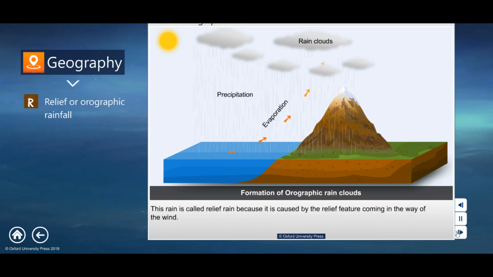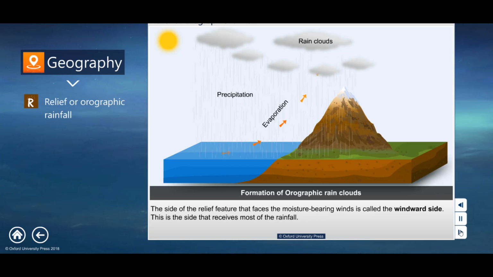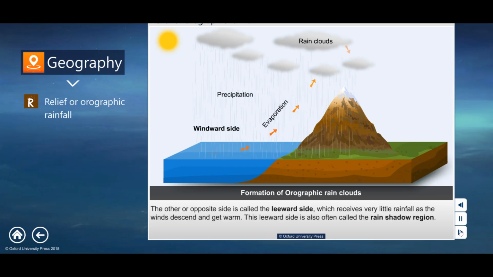This rain is called relief rain because it is caused by the relief feature coming in the way of the wind. The side of the relief feature that faces the moisture-bearing winds is called the windward side. This is the side that receives most of the rainfall. The other or opposite side is called the leeward side, which receives very little rainfall as the winds descend and get warm. This leeward side is also often called the Rainshadow Region.